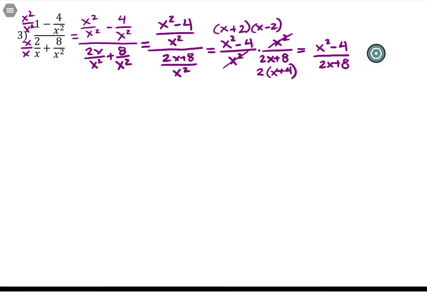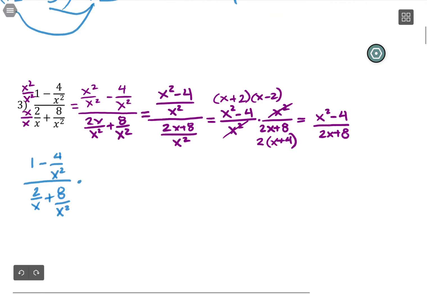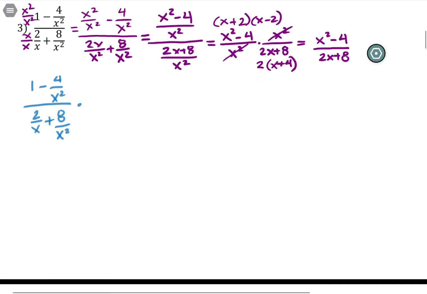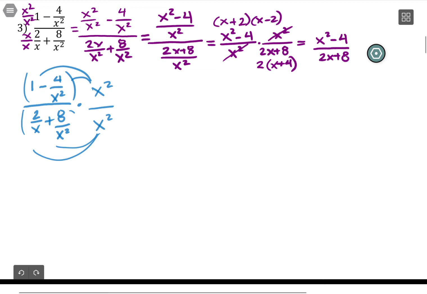Method number 2 says go back to where you started, and instead of building a common denominator within the big fraction, just wipe out all the fractions within the big fraction. So we're going to say our common denominator for top and bottom is x squared. And then again, don't forget your grouping symbol. That's the key.